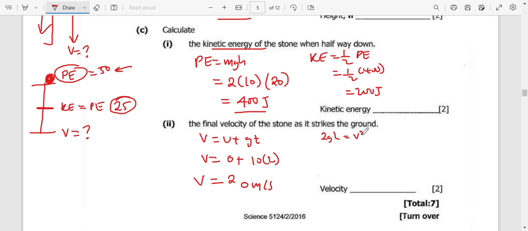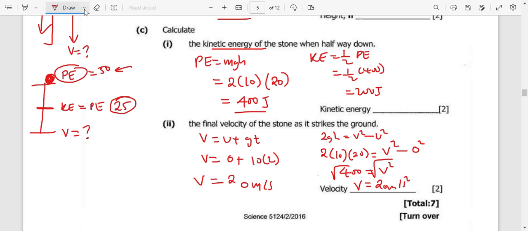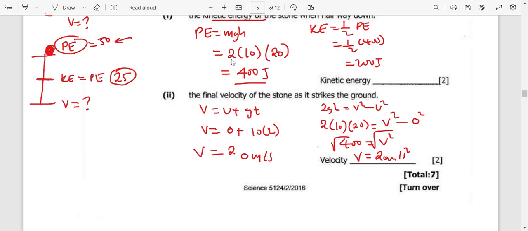We could have also said 2gh is equal to v squared minus u squared. So this is going to be 2g is 10. The height we calculated as what? 20. That will be equal to the final velocity squared minus the initial velocity, which is 0. So 2 times 10 times 20 will be 400, and that is going to be equal to v squared. To remain with v, you square root both sides. Therefore, v is going to be the square root of 400, which is 20 meters per second. So that is how you are able to calculate that.